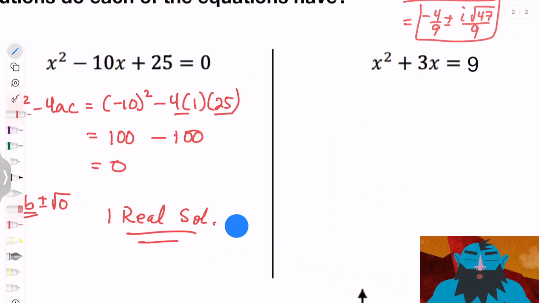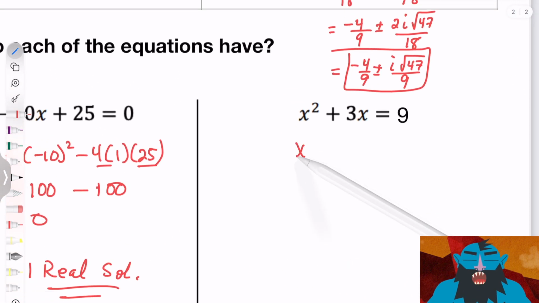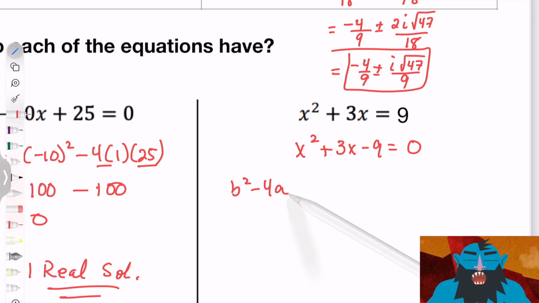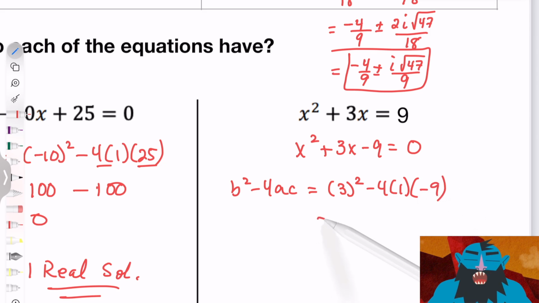And then our last one, not equal to 0, so let's get it equal to 0, because that's when we can apply the quadratic formula. Even just the discriminant part, it has to be equal to 0 first. And so that's 9 plus, because I got double negatives, 36. So that's 45. That's going to give me two real solutions.